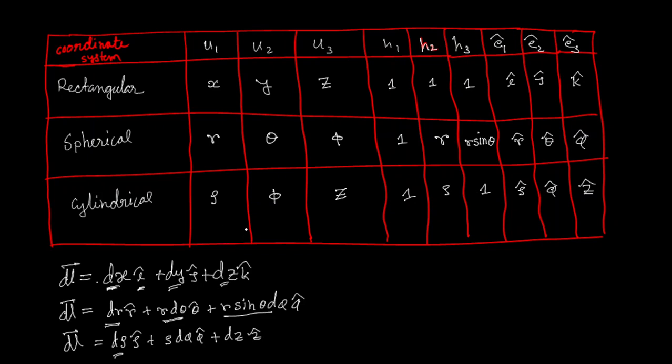Okay. So I hope you understood how I have written this table. Rectangular coordinate system, and these are the coordinate systems, and these are the variables, and then h1, h2, h3, they are the coefficients of elementary length, and e1, e2, e3 cap, they are the unit vectors associated with each variable. Okay. So once you know this table, and then using this general definition, you can write the gradient of a scalar function in any coordinate system. Divergence, curl, you can write in any coordinate system.